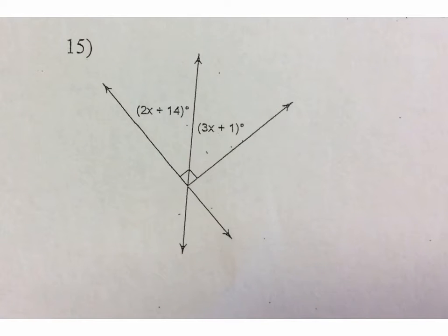Hey guys, I'm going to do a few problems to review equations within angles to be able to find x. So notice for this one, it makes a right angle. So that means together these two angles equal 90 degrees. We don't know what either angle is, but we can find it because they equal 90 degrees. So we're going to have our 2x plus 14 plus 3x plus 1. Notice it's both together equals 90.